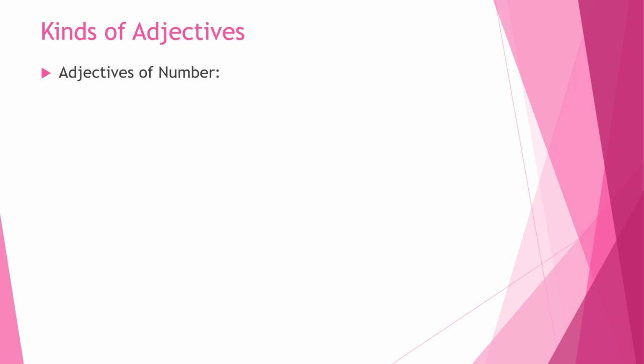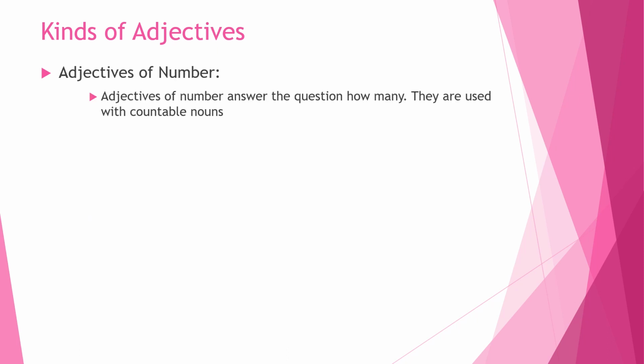Next kind of adjective is adjectives of number. Adjectives of number answer the question how many. They are always used with countable nouns. In the example given below, there are 9 pencils in the box. How many pencils? 9 pencils. So it is answering the question how many. The adjective of number in this sentence is 9.